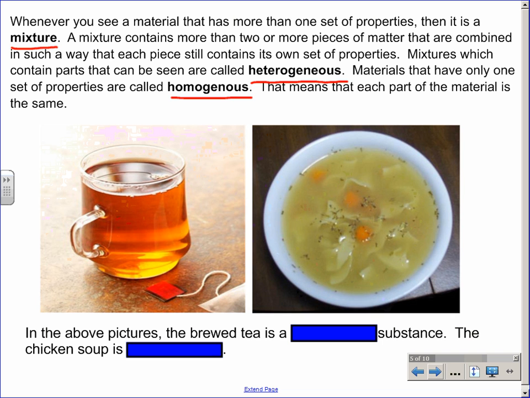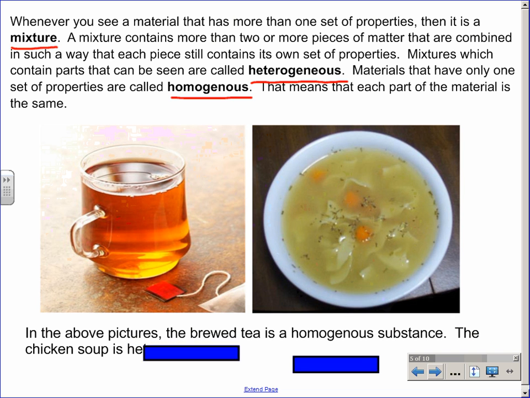In the above pictures, the brewed tea is a blank substance. The chicken soup is a, take a guess? The brewed tea is homogeneous. The chicken soup is heterogeneous.